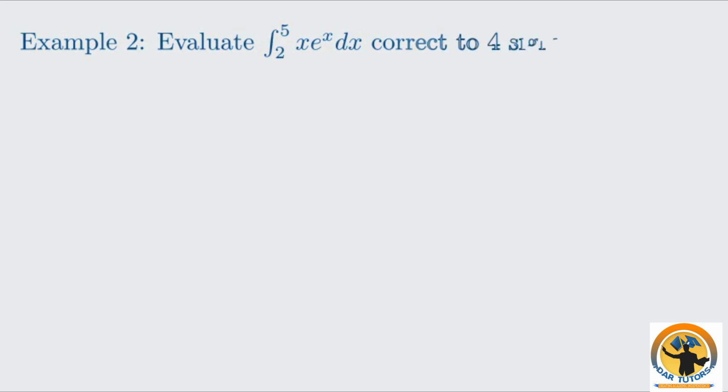Sometimes, finding an antiderivative analytically can be difficult or even impossible. In these cases, we are expected to use a graphics calculator to evaluate the definite integral. Let's look at an example. We want to evaluate the integral from 2 to 5 of x times e to the power of x, correct to 4 significant figures. This integral requires a technique called integration by parts, which we will cover later. For now, let's see how to solve it using a calculator.